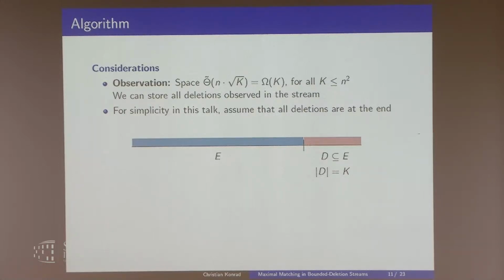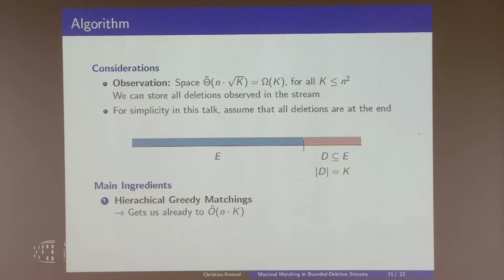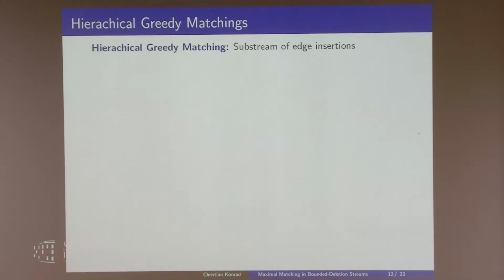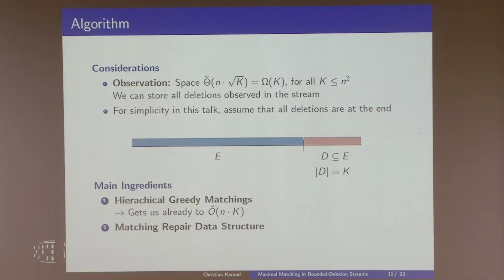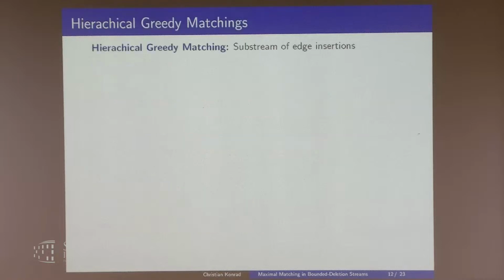Now, the tools we use, we got 2 main ingredients in this algorithm. The first one is hierarchical greedy matchings. We call them like that. Just this technique alone, which I'll talk about in a minute, would bring us to space n times k already. Then if we add a second technique, a sort of matching repair data structure, then the 2 together allow us to get down to space n root k. So let's talk first about these hierarchical greedy matchings.